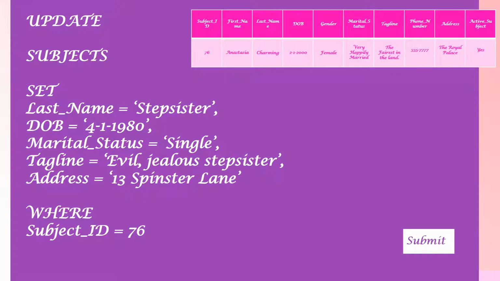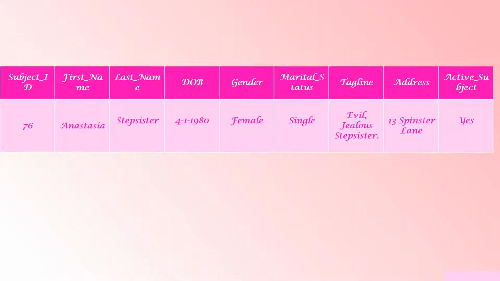Update subjects, set last name equals stepsister, DOB equals 4/1/1980, marital status equals single, tagline equals evil jealous stepsister, address equals 13 Spinster Lane, where subject ID equals 76. So here, Cinderella was a bit miffed with her stepsister, so the tagline was a little harsh. Note that after this was submitted, the row in the database would look like this. Some of the fields are the same, but others are different based on the columns that we updated.